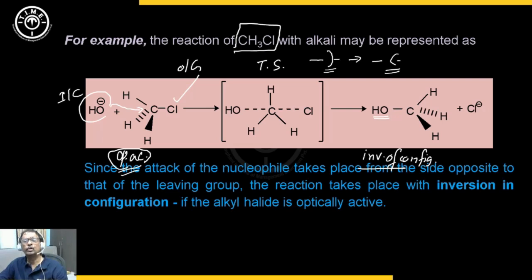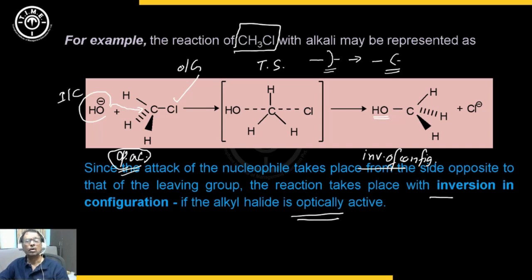Now, since the attack of the nucleophile takes place on the side opposite to that of the leaving group, there is an inversion of configuration, but this is used only when the alkyl halide is optically active. So start with an alkyl halide which is optically active, and that will undergo inversion of configuration in the SN2 mechanism. I hope this is clear.